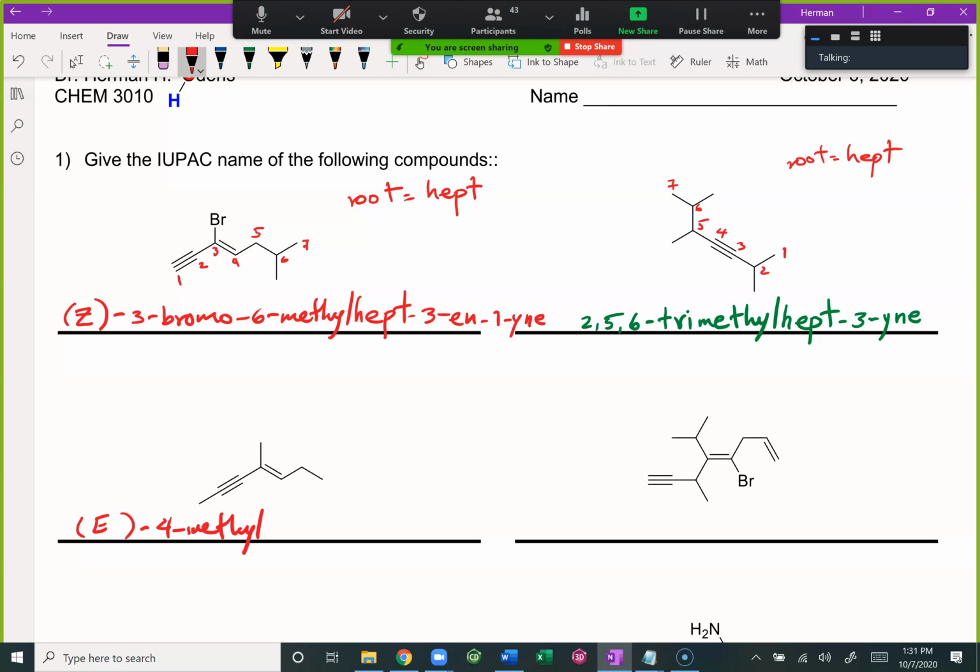4-methyl hept, the root is 7. So we have 1, 2, 3, 4, 5, 6, 7. And so 4-methyl hept, 4-ene, and then 2-yne.